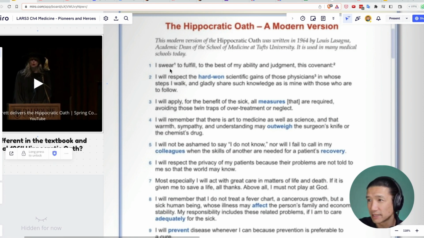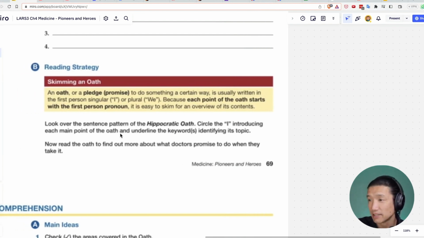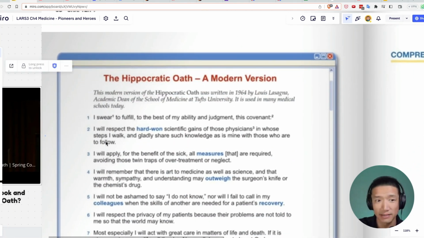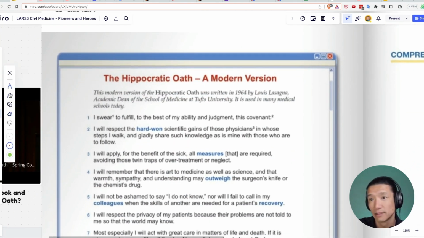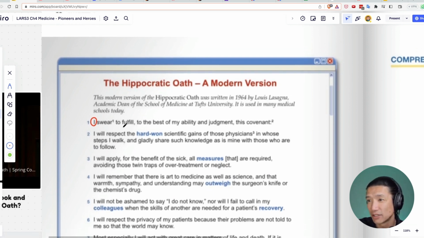Look through the text, through all the I swear things. The book wanted me to circle the I and underline the keywords identifying its topic. This is like a pre-reading exercise to help us think about what we're going to be talking about. So I'm going to circle that. I swear to fulfill, to the best of my ability and judgment, this covenant. Ooh, covenant's a strong word. I'm just going to underline ability and judgment. Okay, best. I, circle.